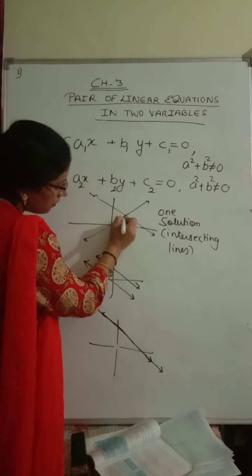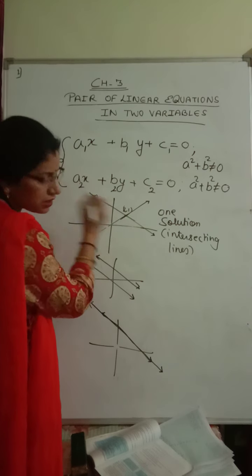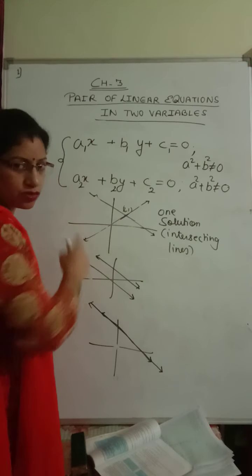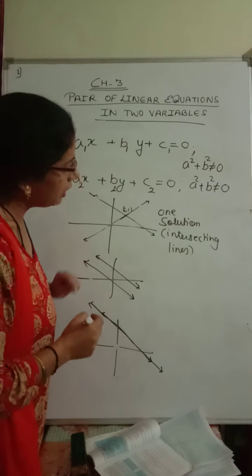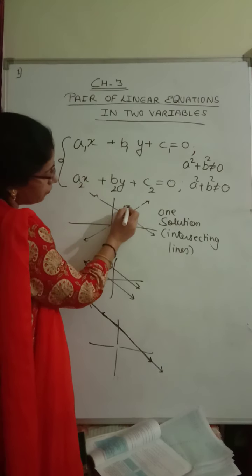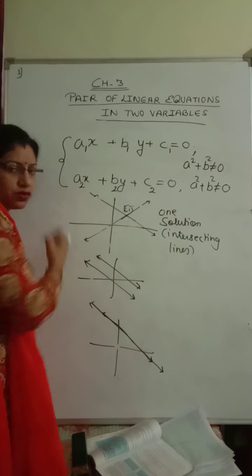One solution means if this point on the first line is (2, 1), then on the second line also this point is again (2, 1). So (2, 1) will lie on this line also and this line also. There is a common solution in both the lines. So the value of x is 2 and the value of y is 1 for this line, and the same way x is 2 and y is 1 for this line also.